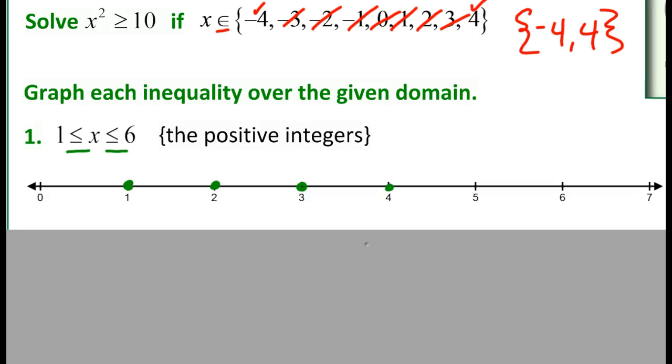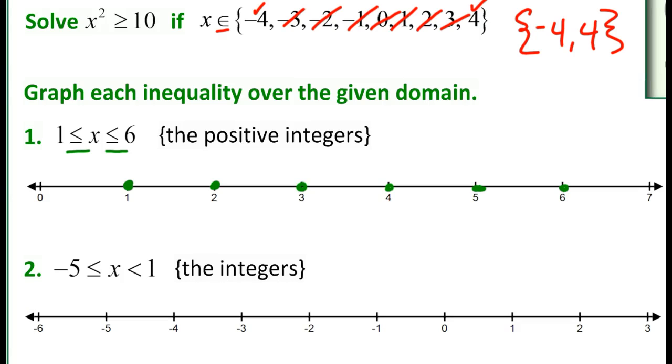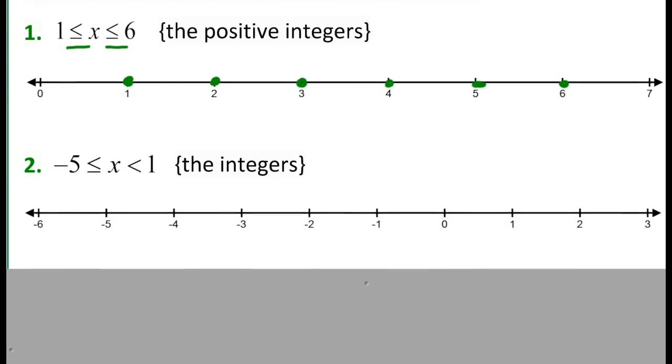So we're going to go through and put dots on those numbers between 1 and 6. It includes 1, 2, 3, 4, 5, 6. And because it said less than or equal to, we include 1 and we include 6. Now, when I go down to the next graph, this time they want the integers, so numbers and their opposites, between -5 and 1. Now, if you notice, I have a less than or equal to in front of the -5, but it only says less than in front of the 1. So that means we want to include -5.